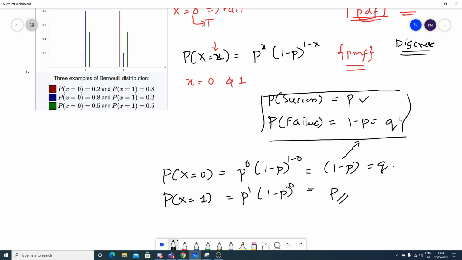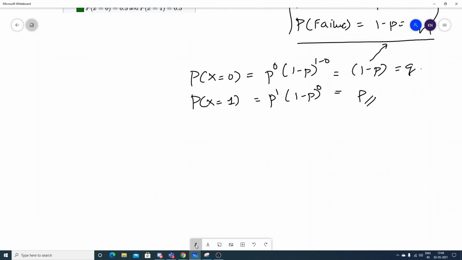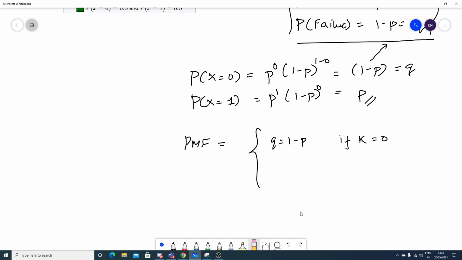Again, this actually proves this particular information, right? So usually whenever we are able to get this, we can basically write our probability mass function. We will represent it this way: my q, which is nothing but 1 minus p, if small x is equal to 0, and if small x is equal to 1, I can basically write my probability will be p.